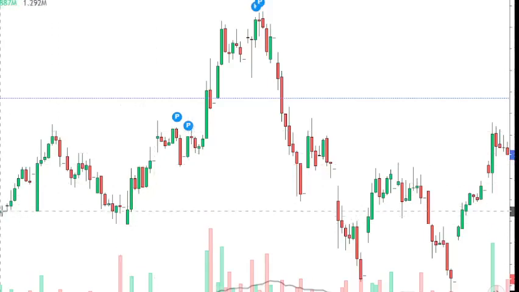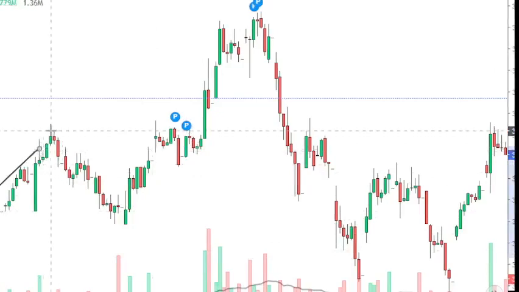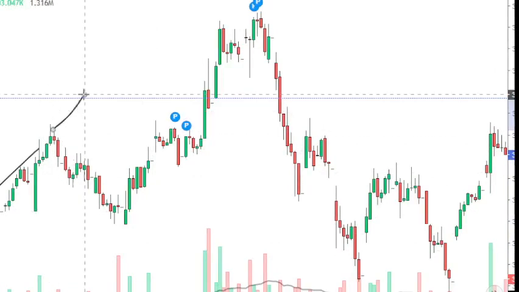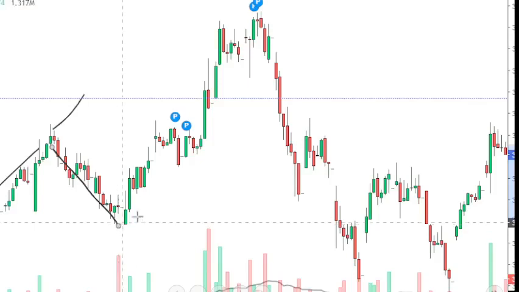Okay, you can look at this. The price went up, and then you see there is a spinning top, or basically a shooting star, and then the price has come down. Fine, understandable. It worked this time again.